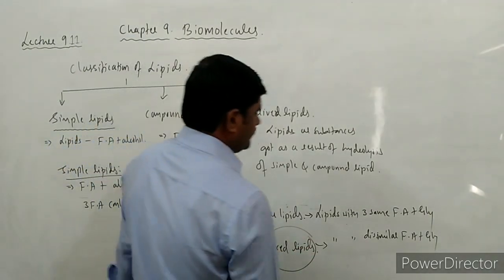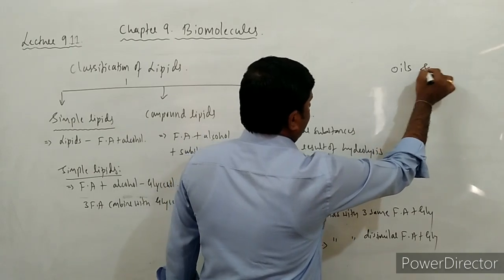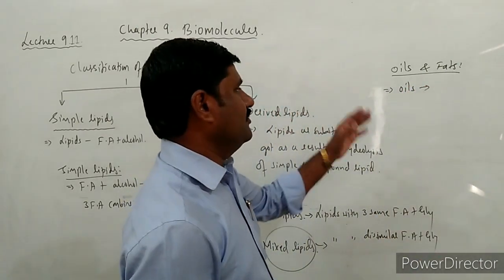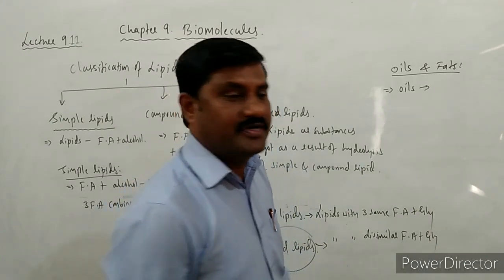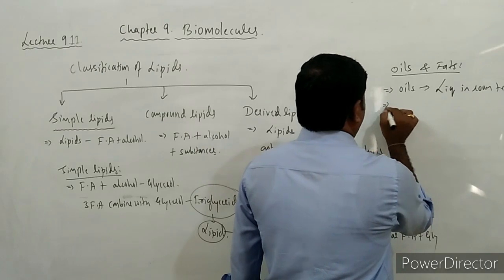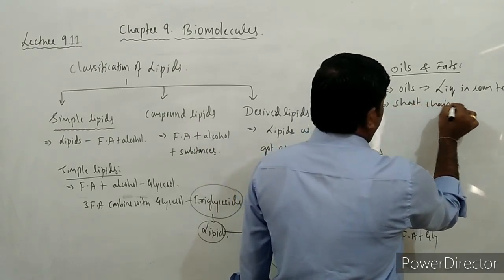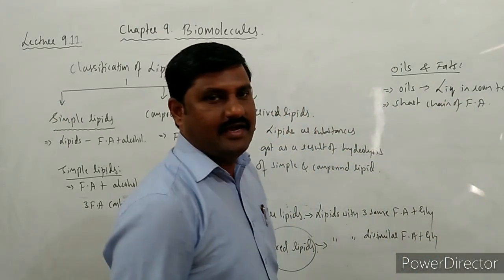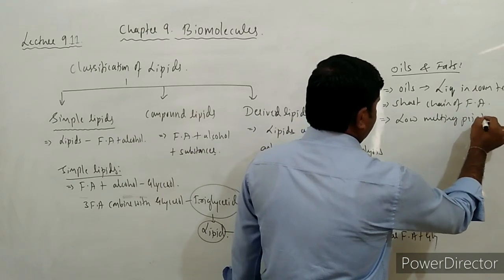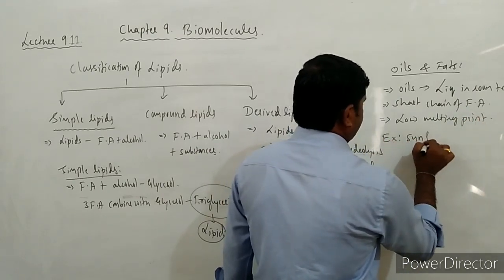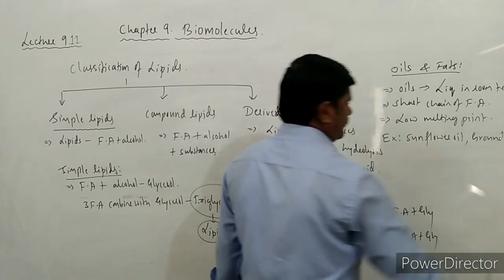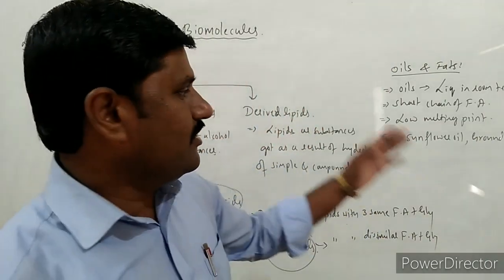These are of two types. See here, they may be oils and they may be fats. What are these oils, you may ask. These are also a kind of lipids which are liquid at room temperature, and they contain short chains of fatty acids. And these have a low melting point. Example, sunflower oil and groundnut oil. These are the best examples we can quote here.